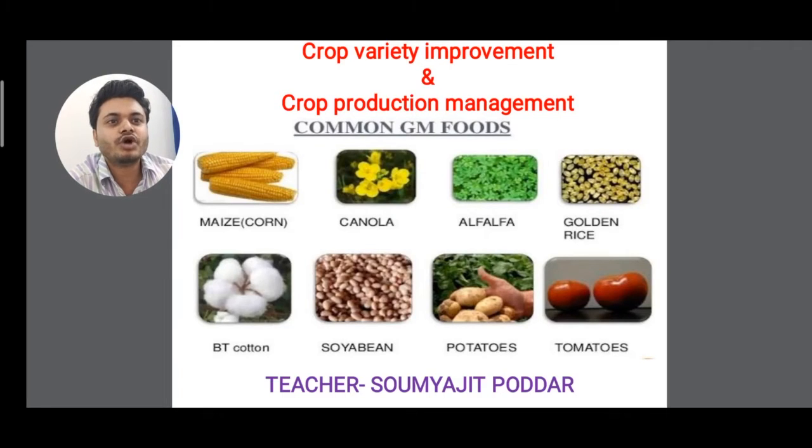You can see some common GM foods here. GM means genetically modified food, or we can also call them genetically modified organisms, GMO. Clear? These are also called GMO crops, that is, genetically modified crops. You can see maize, canola, golden rice, cotton, soybean, potato and tomatoes. We'll see in detail.